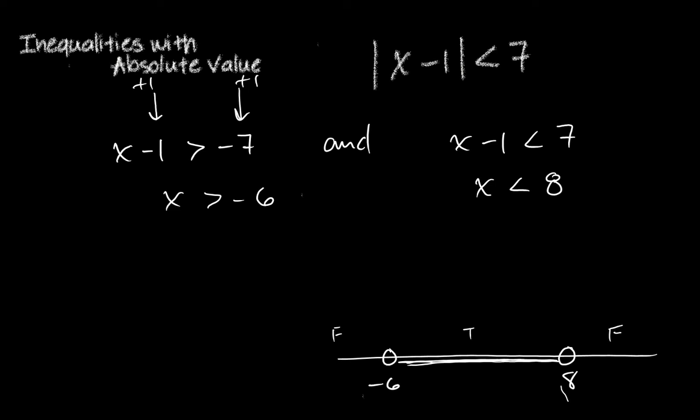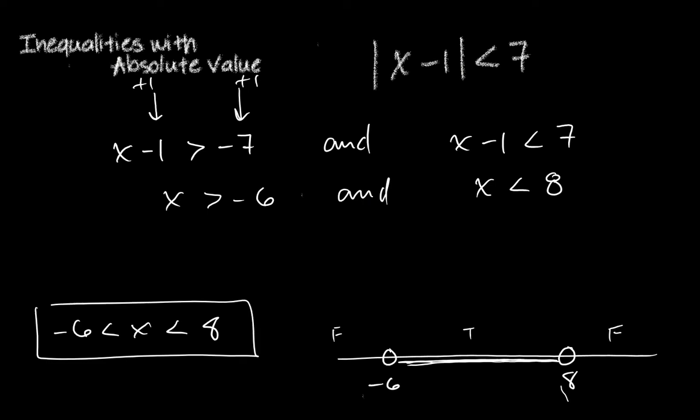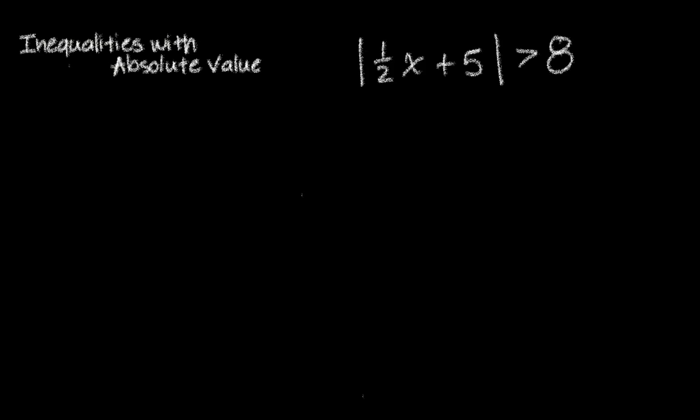And I can combine this also as one statement because this is an and that joins these two. I can write this as here's my -6, here's x, and here's the number 8. So as long as x's are greater than -6 and as long as they are less than 8, we have solutions that work. All right, next problem is very similar actually, isn't it? So let's just see if we can do this without overthinking it.